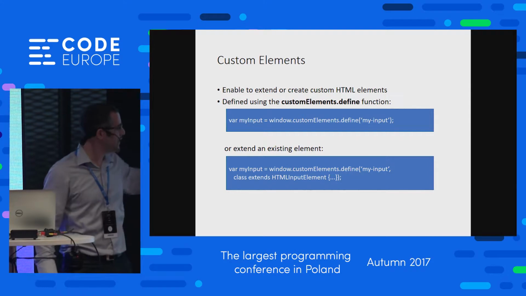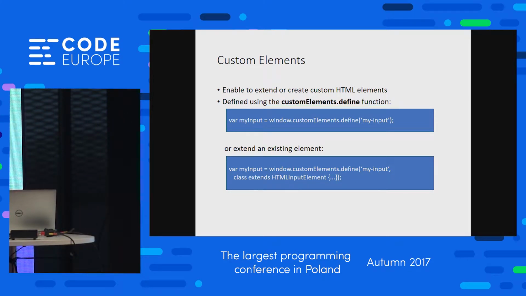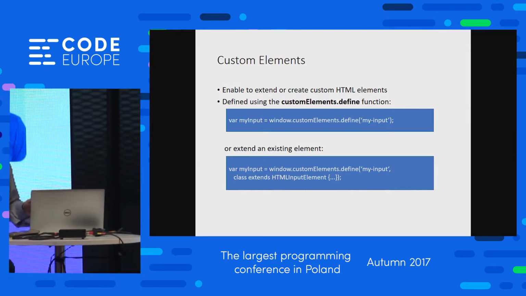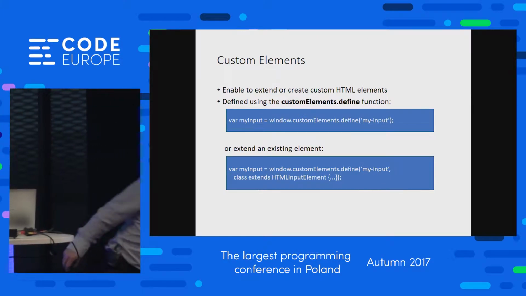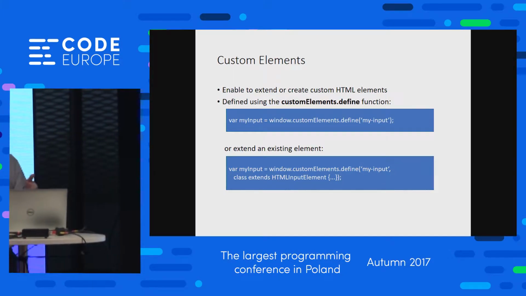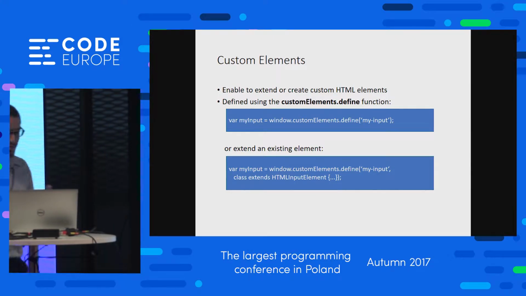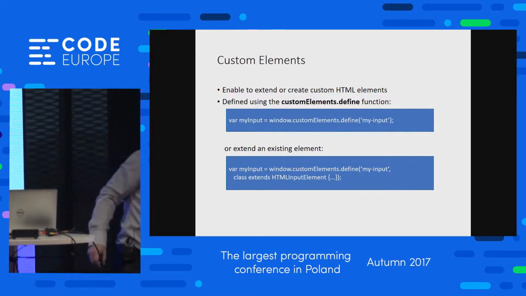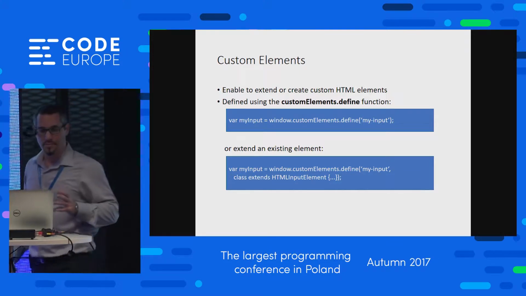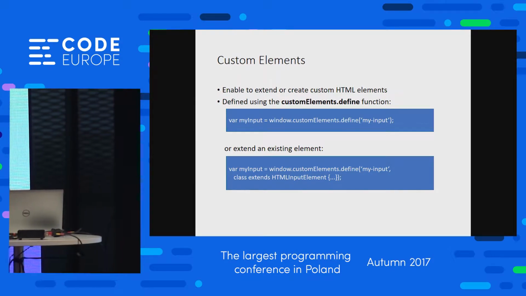For example, I want to define my-input, then I will do window.customElements.define, and I have a new element in the browser called my-input. If I want to extend the HTML input element, then all I need to do is write window.customElements.define, say the name of the element, and then what is the class that I'm going to extend. Okay? That's all. But it's not that simple. So after I did that, the browser knows that it has a new element.